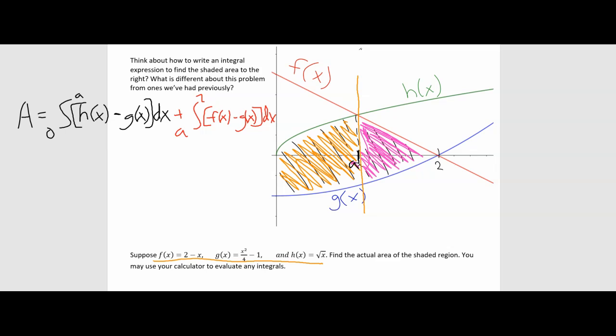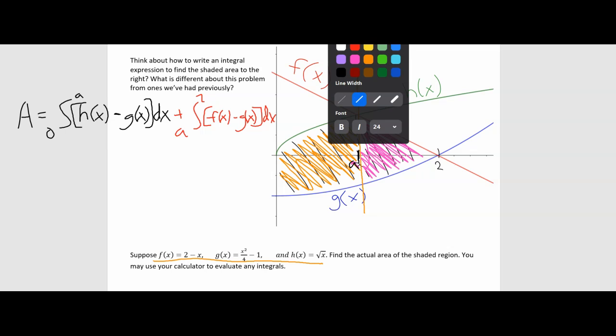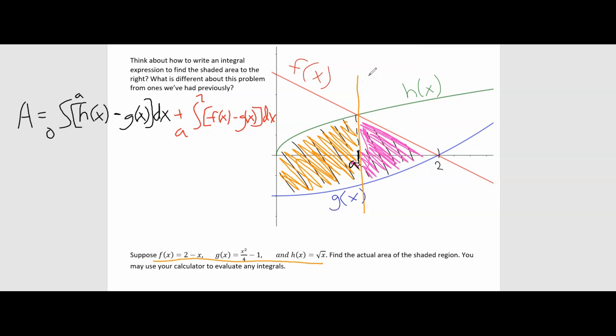Now you'll notice we have to figure out that a value. So we have to find the intersection point of the green and the red function. To do that, we could either use a calculator, or we could do it by hand. Turns out the green and the red function are the least complicated ones here, f of x and h of x. So f of x equal to h of x. I'm just going to do it by hand because it comes out nice. 2 minus x is equal to the square root of x.